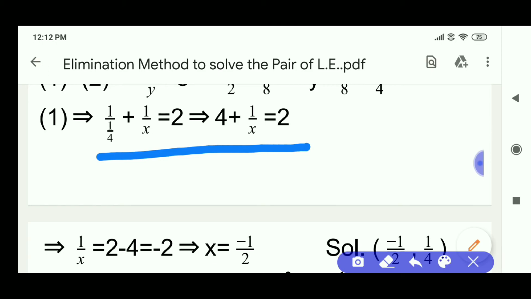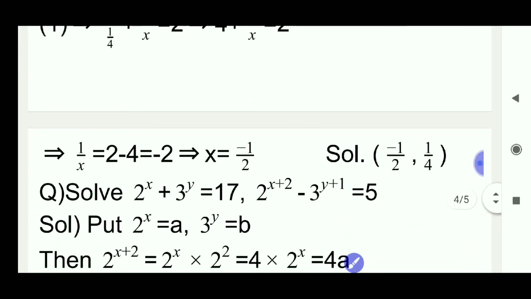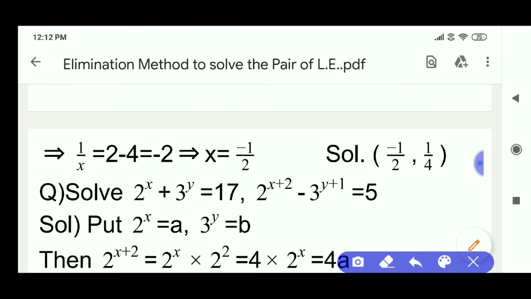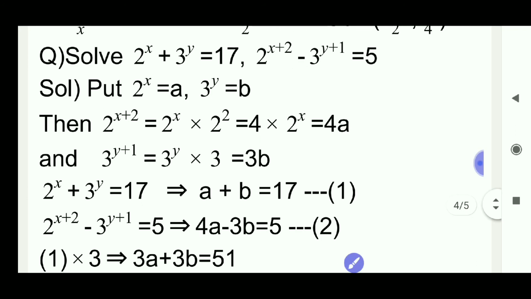1 by y is 4, so 4 plus 1 by x is equal to 2. So 1 by x is equal to 2 minus 4, which equals minus 2. By reciprocation, we get x is equal to minus half. So its solution is minus half comma 1 by 4. Now let us go for another question.